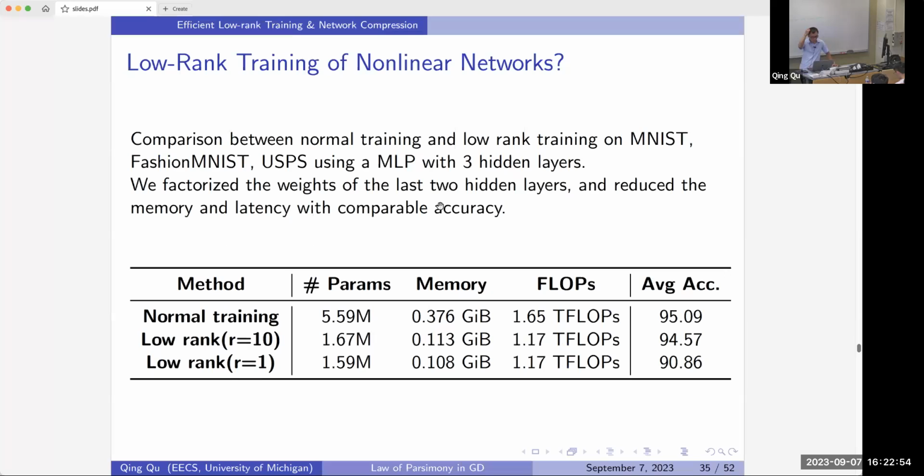We did some initial investigation on 3-layer MLP networks, and we did some low rank training on MNIST. We can see that we can save some of the parameters, and we drop some performance, but the drop is not that significant. Still, we need to do more investigation, and we believe this can potentially be applied to vision transformers. We can apply this kind of low rank training to the last several layers of vision transformers.